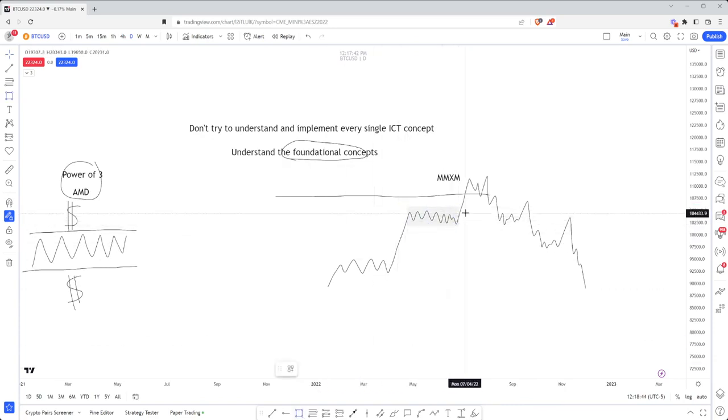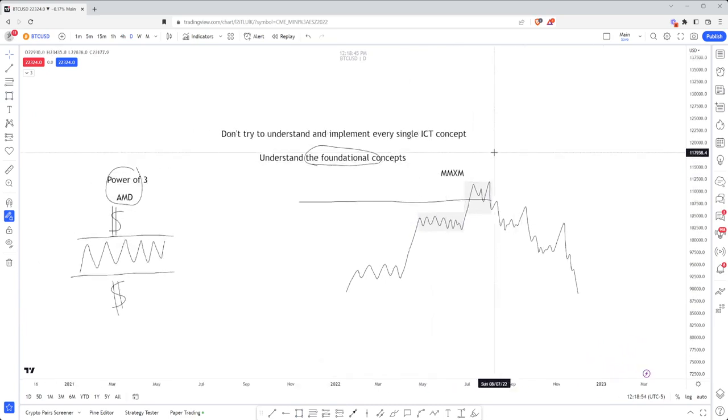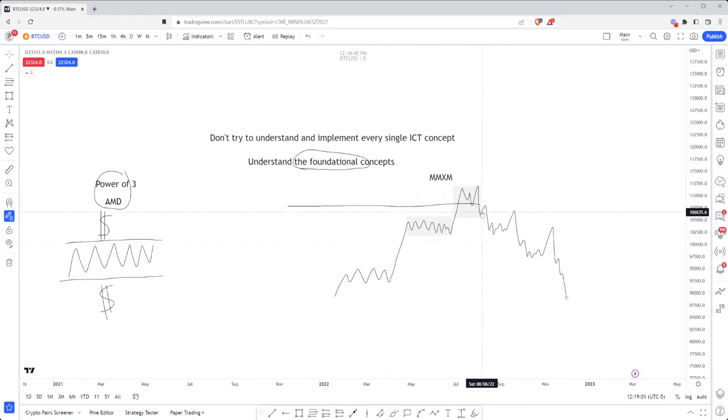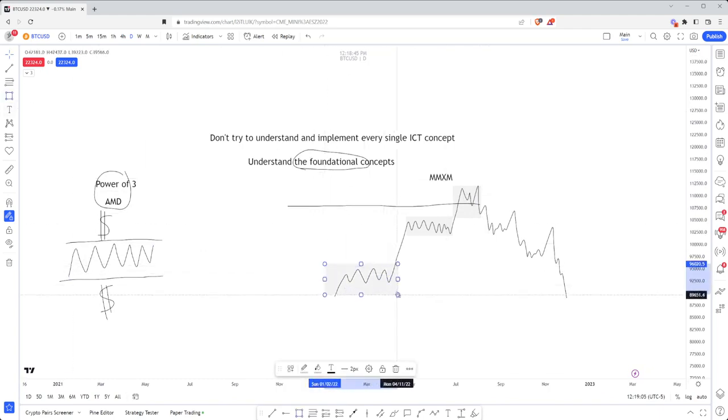But you have a power of three inside of this little leg right here. But you can pair these together to determine what you should be targeting. For power of three, the safe way is just targeting the original accumulation. But that's really the same thing you're doing in a market maker model. So what you're actually doing is visualizing the process of order pairing.